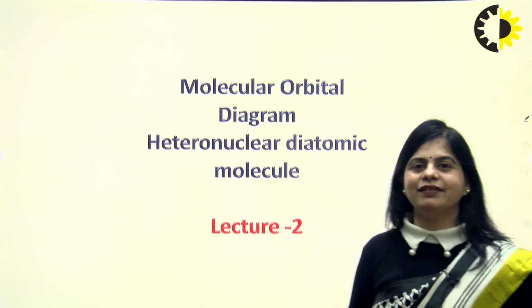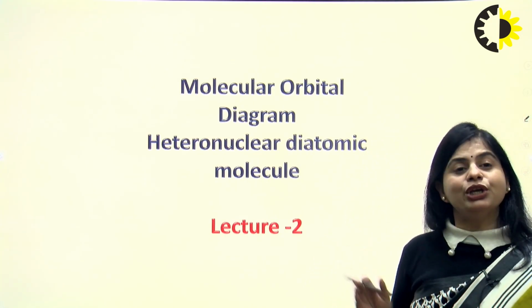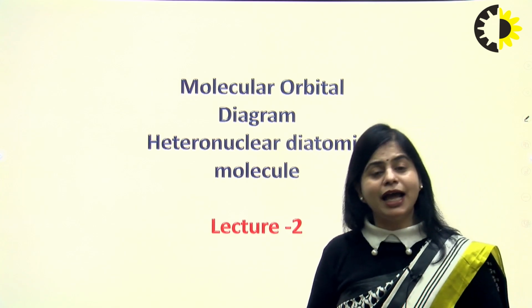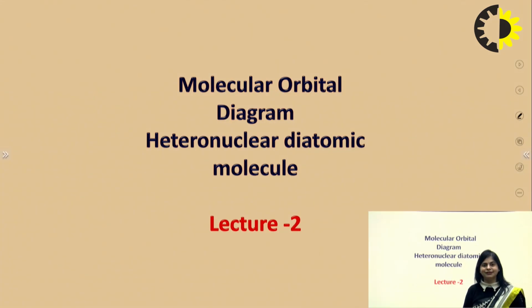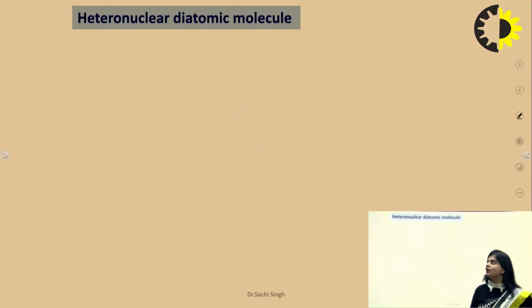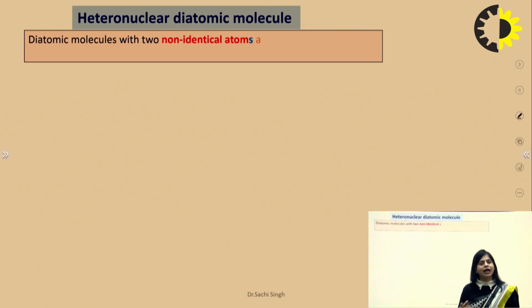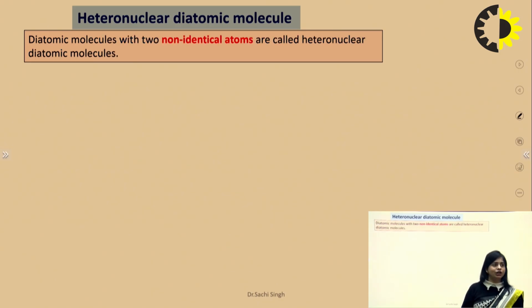Today I will discuss the molecular orbital diagram for the heteronuclear diatomic molecules. This is lecture number two of the series. Firstly, we define what we mean by heteronuclear diatomic molecules. Diatomic molecules with two non-identical atoms are called heteronuclear diatomic molecules.